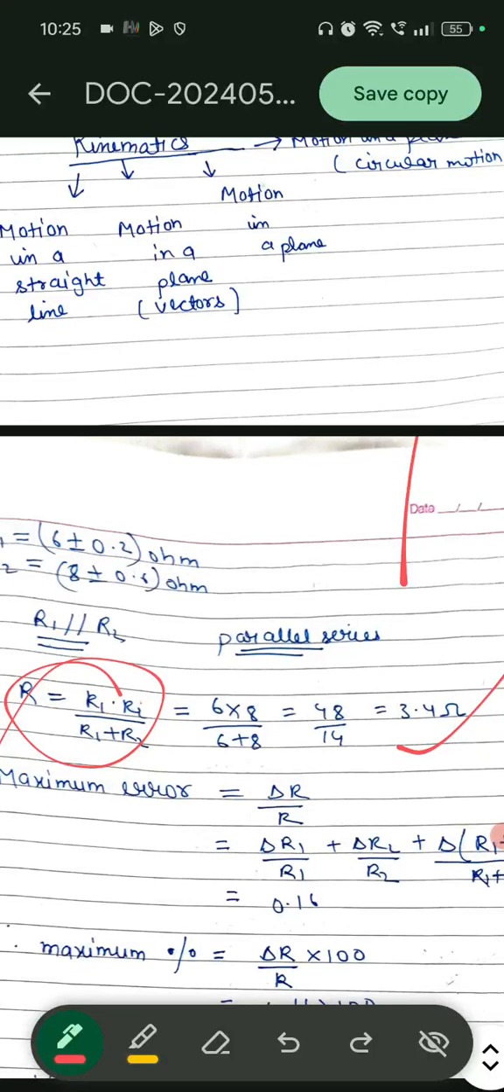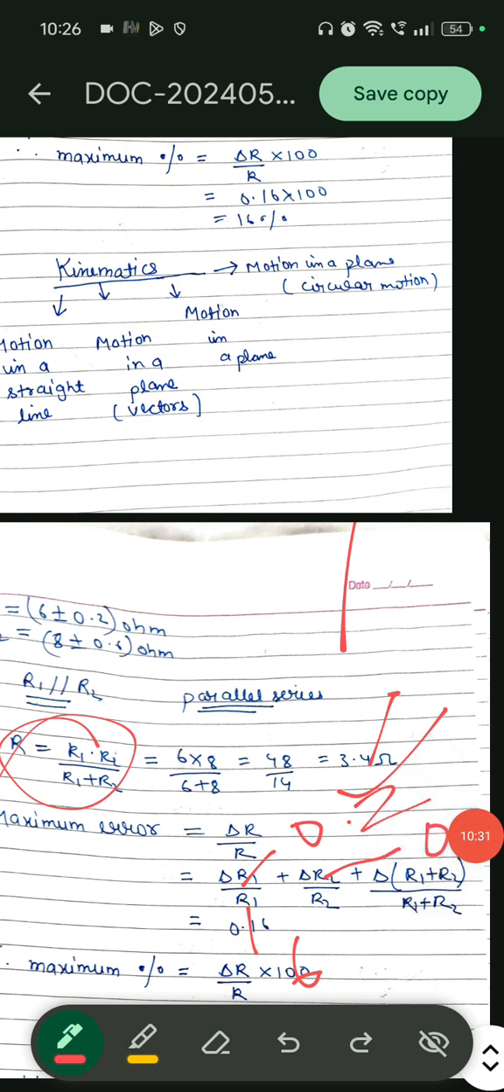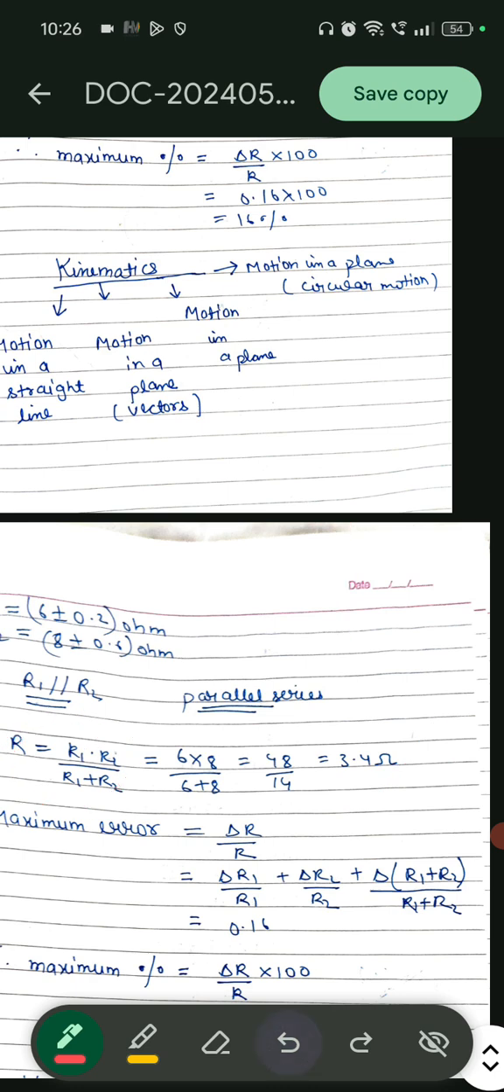So in error delta R by R equal to, we have to take the R1 R2 in parallel, and sum of this R1 R2, and after putting the value, delta R1 is 0.2, and R1 is 6, and delta R2 is 0.6, and R2 is 8, and this is the sum of both R1 and R2.